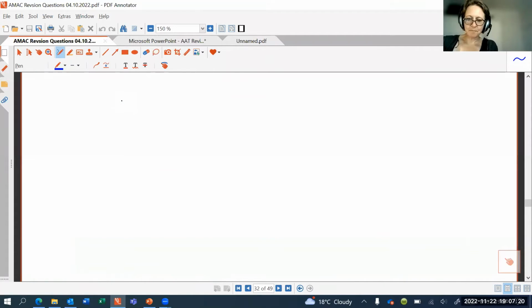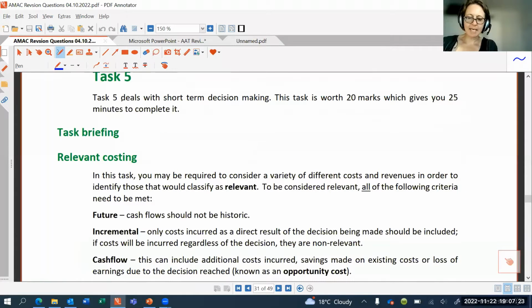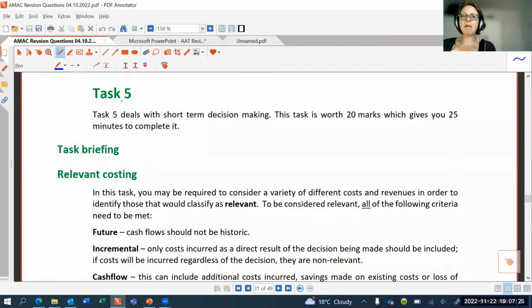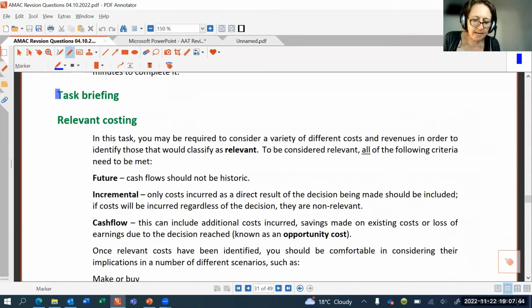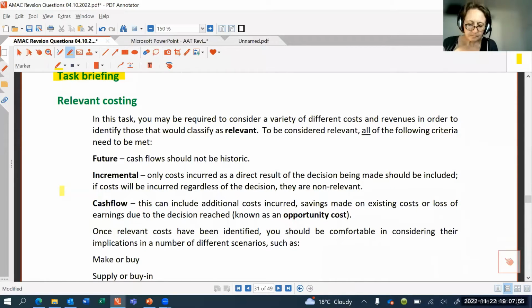So let me just mention, in terms of our revision pack, you will see that before we actually commence each task, we have something of a task briefing. We start off by telling you what the task is going to cover. So this one will be short-term decision making. It's going to be worth 20 marks in the assessment, gives you about 25 minutes to do it. And more importantly, you have a task briefing. So this is really like a set of revision notes. It just says, in terms of a task 5, these are the sorts of things that you need to know. So we've got a whole little chat here on relevant costing.